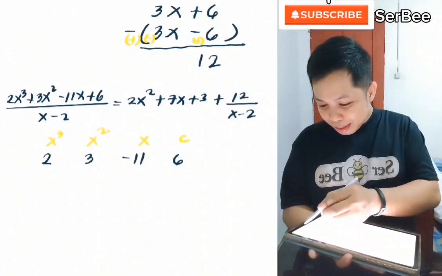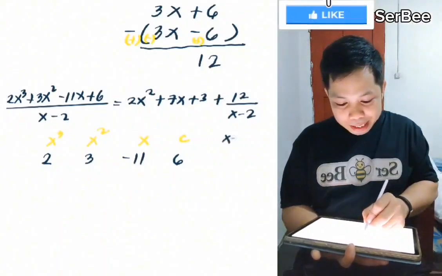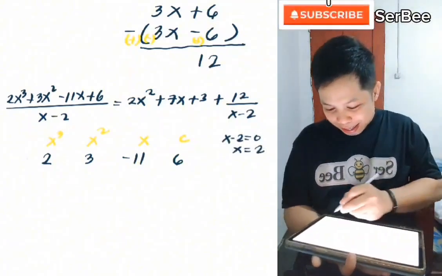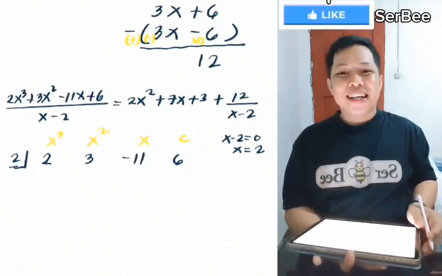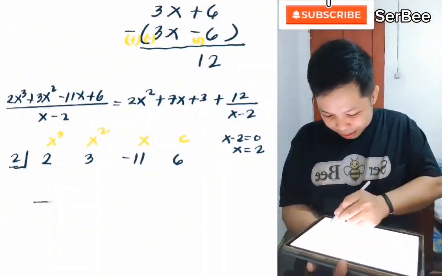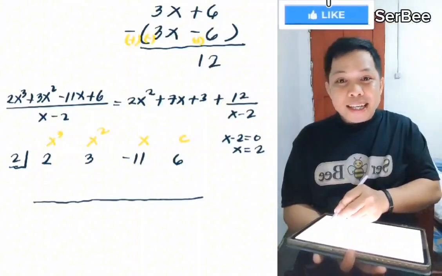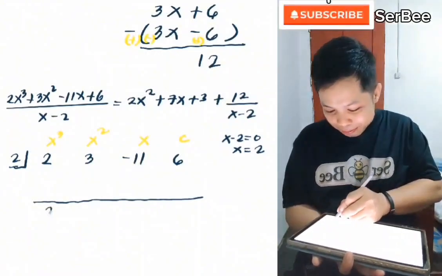Okay? So next step po natin, equate natin yung divisor sa 0. So x minus 2 equals 0, so we get 2, right? So, i-divide natin siya sa 2. Okay? So then, mangyayari, i-bring down natin yung 2, yung first coefficient ng x cubed.